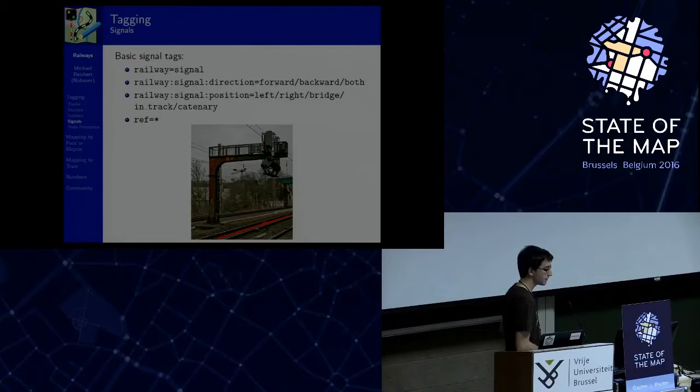In this case, it's a railway signal which applies to the forward direction of the way, and it gets railway:signal:position=bridge because it is mounted on a signal bridge and not right or left of the track. You can also add the reference number of the signal.